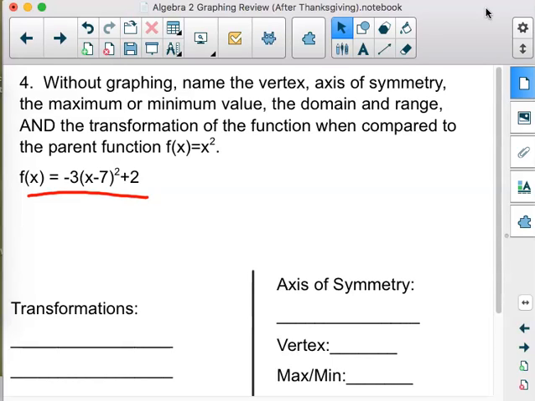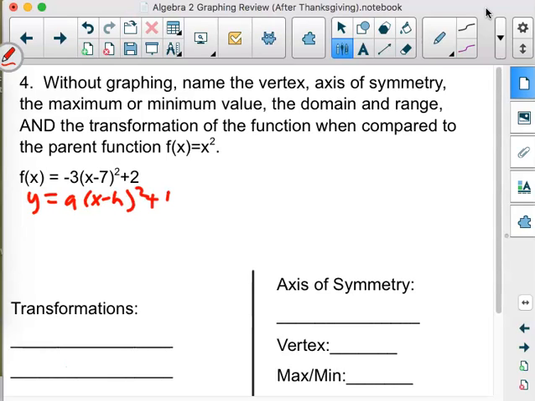So it says without graphing, name the vertex, axis of symmetry, the maximum or minimum value, the domain and range, and the transformation of the function when compared to the parent function f of x equals x squared. So I look at this and I think it has those parentheses squared. That's vertex form. So if it's vertex form, I probably better start by saying where the vertex is.